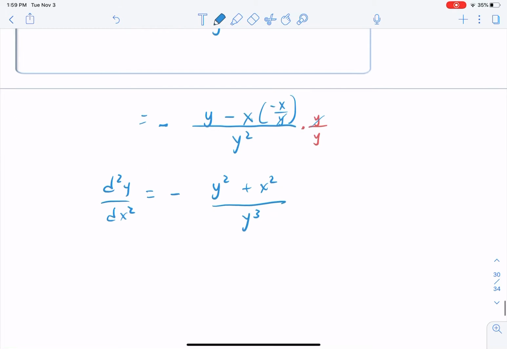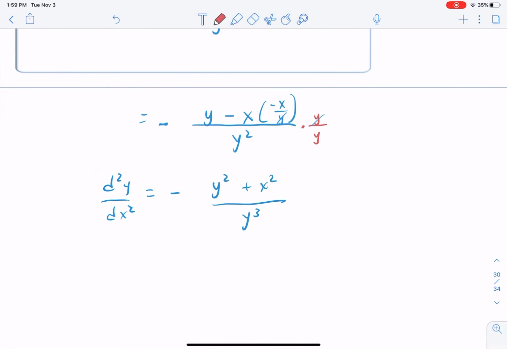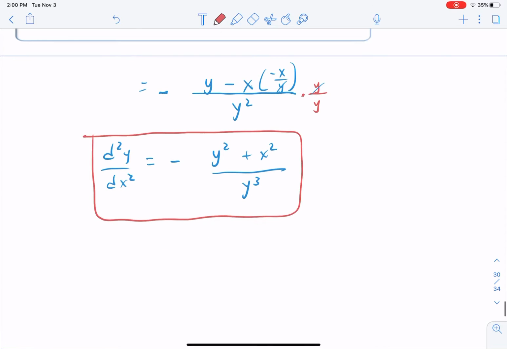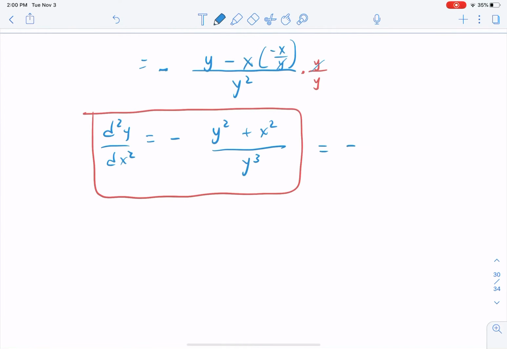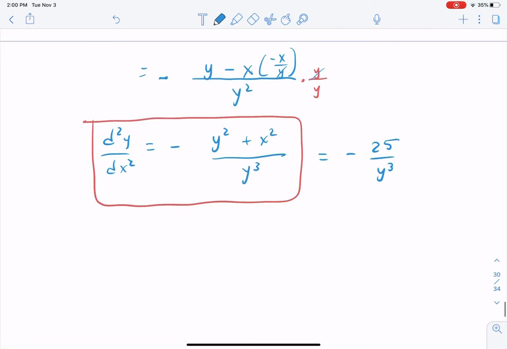Okay, I can leave it like that, of course, and it is possible, though, that there is another substitution. Like again, what if this is multiple choice and I take a look at my answer choices? This is not one of them. But instead, what I see is negative 25 over y cubed. Where did that come from?